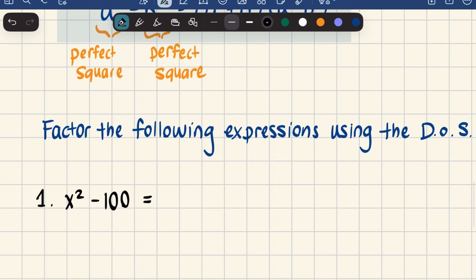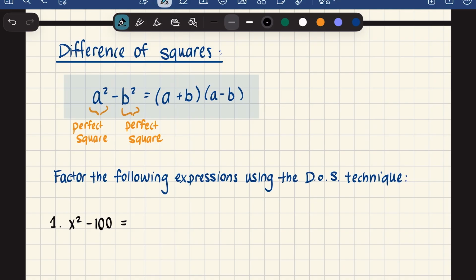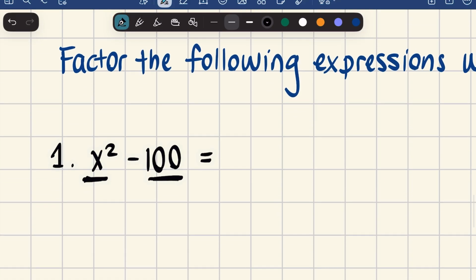If you're asked to factor the following expression using the difference of squares technique, well, first you need to identify whether these two terms are perfect squares or not. So for the first term, x squared, it is a perfect square because x squared is equal to x times x. So the value x, when multiplied by itself, yields x squared. Same thing for 100. As we saw before, 10, when multiplied by itself, yields 100.